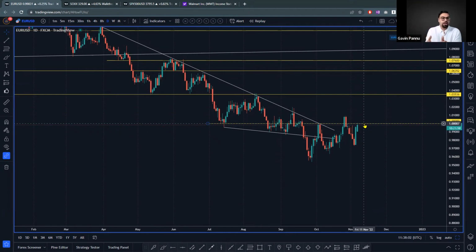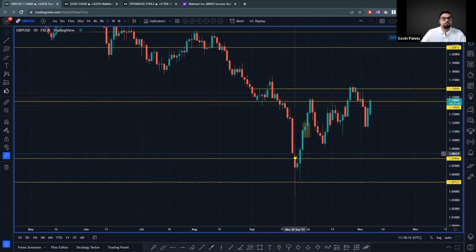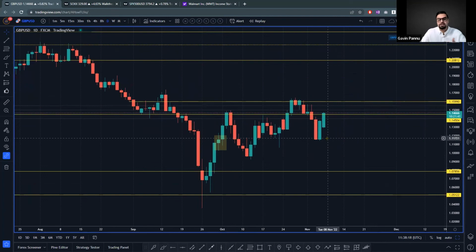Because of the weakness that's stepping into the dollar, that's why we're seeing a bit of euro strength coming through potentially, and that's why we're retesting parity levels. Okay. Now looking at the pound, pound again, similar effect with the dollar as I've just mentioned.